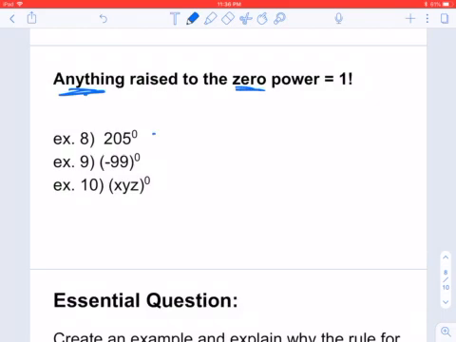So these may look tricky, but they're actually really, really simple. 205 raised to the 0 power, what's that going to be? You got it, just 1. Negative 99 raised to the 0 power, what's that going to be? Yep, same thing, still just 1. XYZ, the whole thing raised to the 0 power, what's it going to be? Yep, still the same thing, just 1.